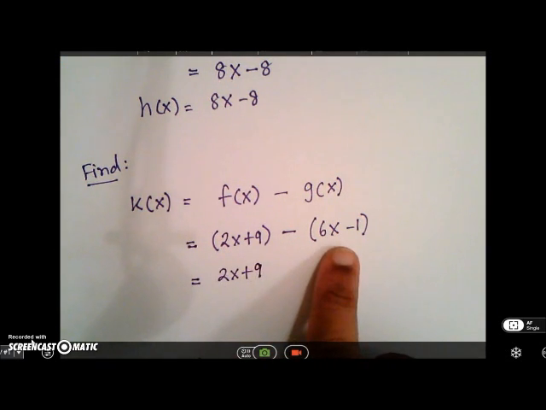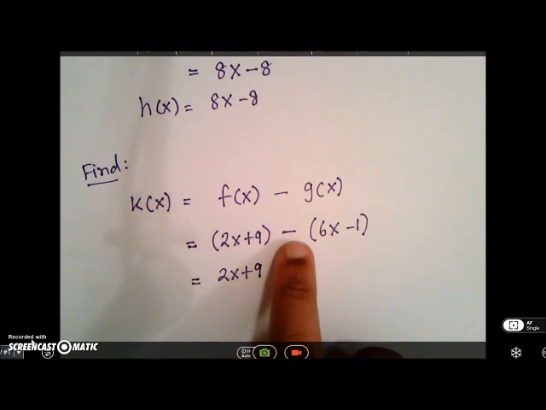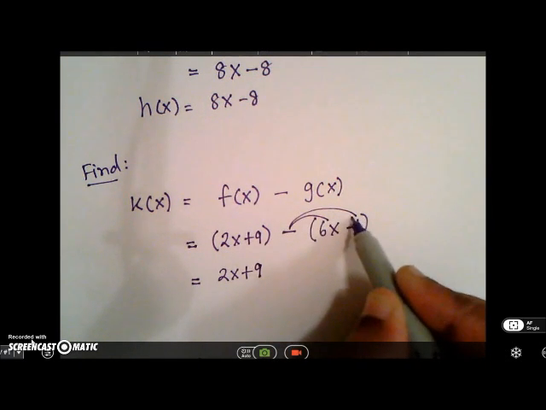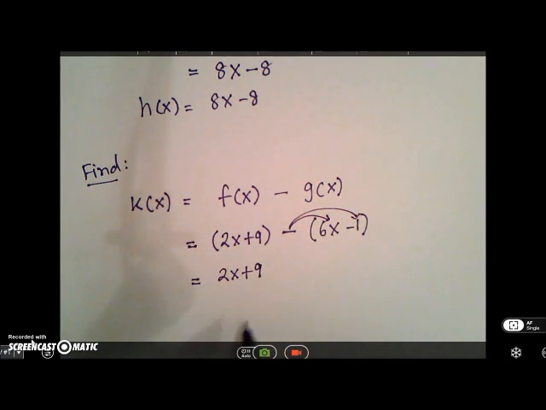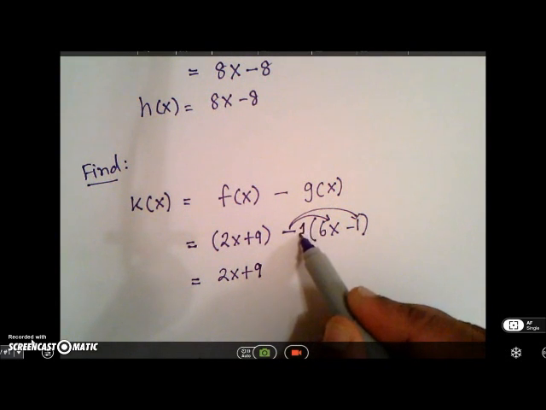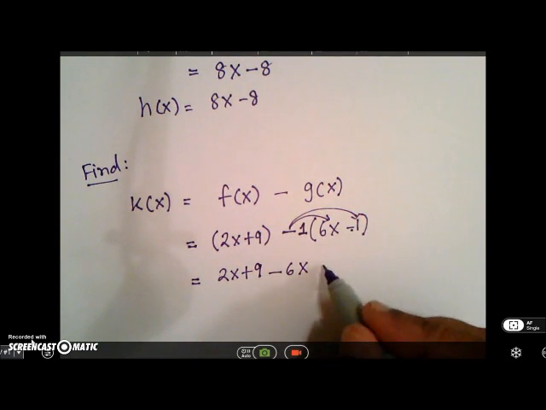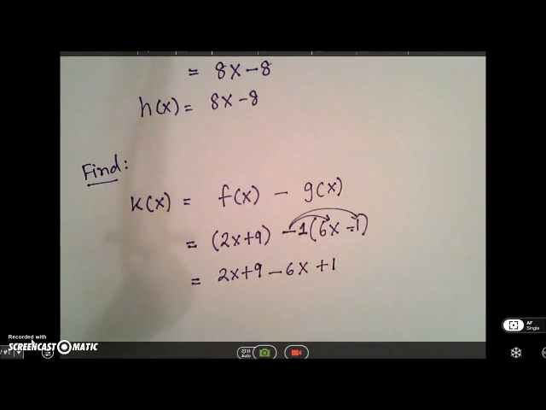Now when I come to this expression, there is a negative sign sitting up front. So I have to distribute that negative sign to both of them. In case you are confused, you can write that there is a -1 there. So I'm distributing a -1. -1 times 6x will give you a -6x. -1 times -1 is going to give you a +1. So now I've removed my parentheses.